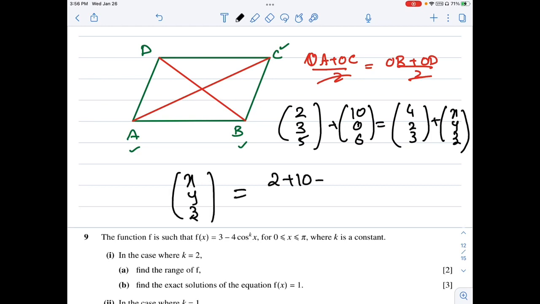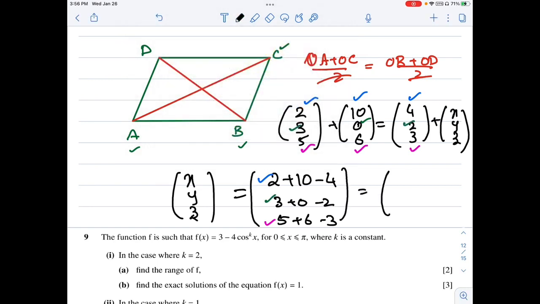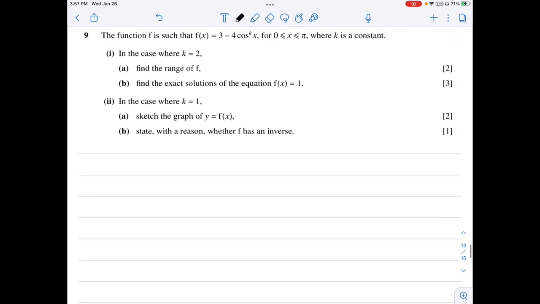2 plus 10 minus 4. Next one will be 3 plus 0 minus 2. And next one will be 5 plus 6 minus 3. So 2 plus 10 minus 4 is this one, and we may use another color, 3 plus 0 minus 2 is this one. I use the color coding, easy to understand. So it becomes (8, 1, 8). This is OD.